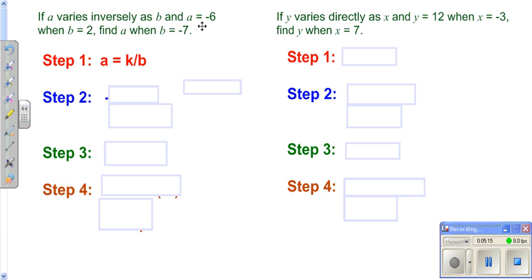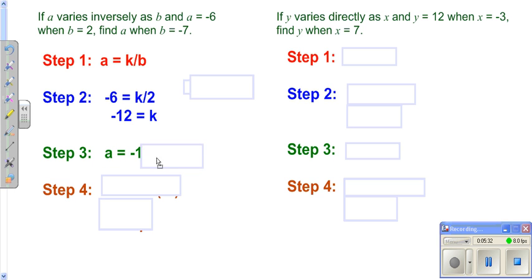Substitute in your given information of a being a negative 6, b being a 2. Find your k, and you get k to be negative 12. Because to undo your dividing by 2, you got to multiply both sides by 2. Take this negative 12 right here, plug it into the red equation, you get y, or a is equal to a negative 12 divided by b.